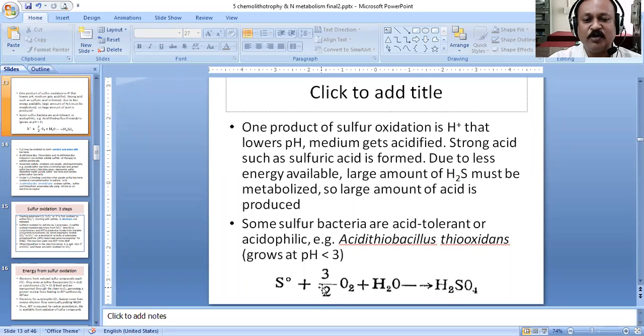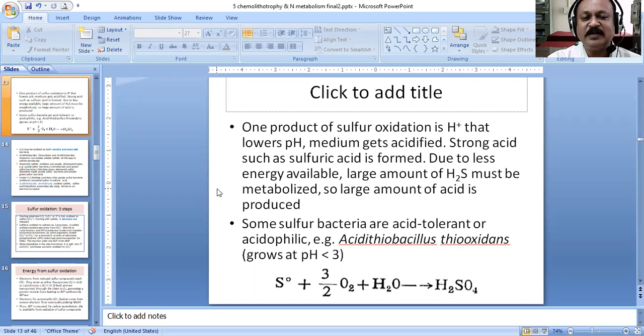Now you can just go through this reaction here. S0 plus 3 by 2 oxygen. 3 by 2 oxygen actually means one atom of oxygen. And H2O will give H2SO4. So H2SO4 is produced by Acidithiobacillus thiooxidans, and therefore the pH of the medium goes to even less than 3, and the organism can survive well in that particular pH.